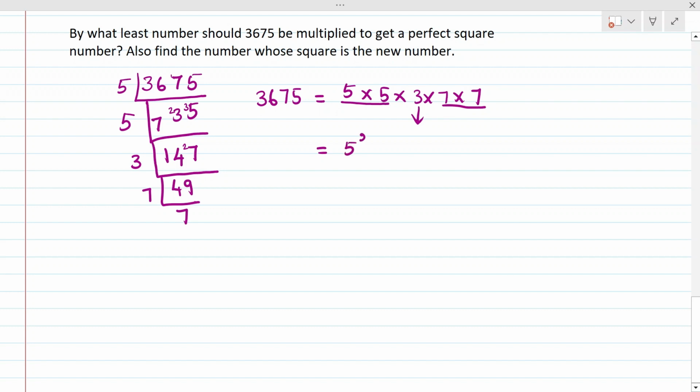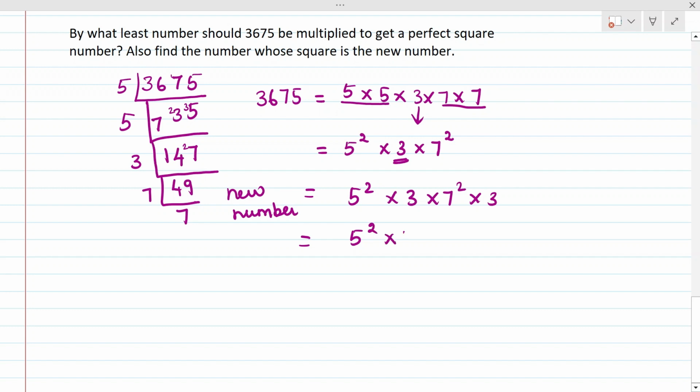So this will be 5 square into 3 into 7 square. This 3 should have a pair so that the number will become a perfect square. So we are going to multiply both sides with that number only. That is, the new number will be 5 square into 3 into 7 square into 3. Another 3 we are using to multiply, so that we will get 5 square into 3 square into 7 square. So we are getting a perfect square number.